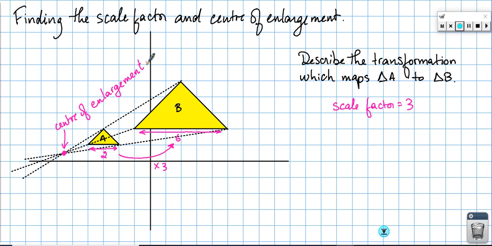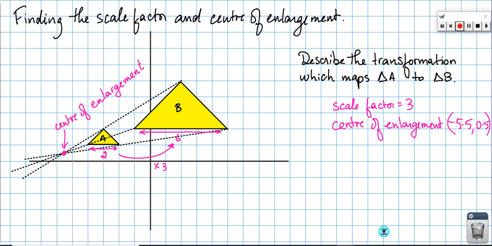In our case, it's going to be the coordinate -1, -2, -3, -4, -5.5, 5. So center of enlargement is -5.5, 0.5. That is our center of enlargement.